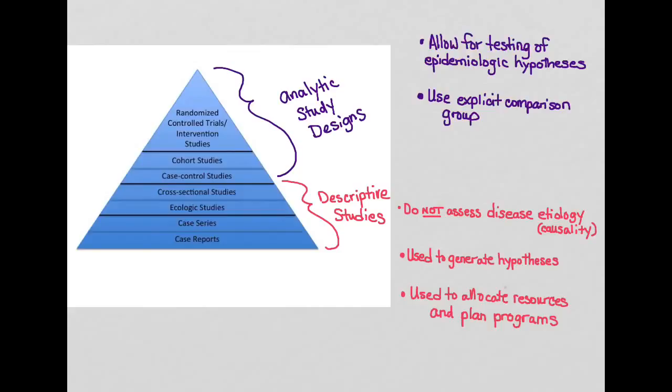And for analytic study designs, what they allow you to do is actually test hypotheses about the relationship between an exposure and a disease. So whereas the descriptive studies generate hypotheses, the analytic study designs allow for testing those hypotheses. And in all of the analytic study designs, there's an explicit comparison group or control group.